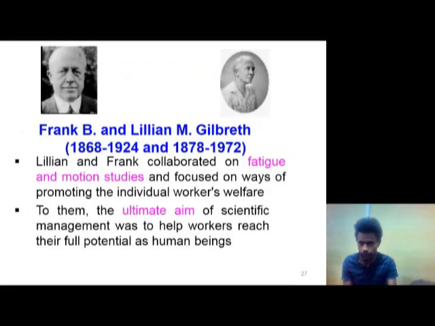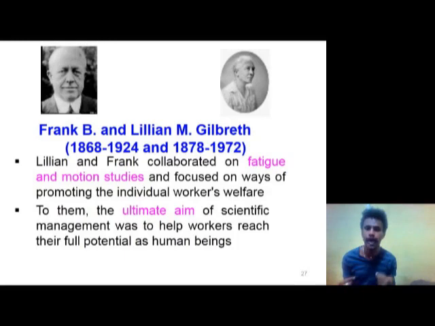And let's try to look at the two guys, Frank and Lillian Gilbreth. These two collaborated on fatigue and motion studies and focused on a way of promoting the individual worker's welfare. So this supports scientific management theory.